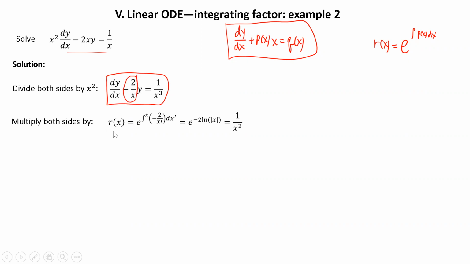So then R of x is the integral of this P of x, so the integral of minus 2 divided by x. Then you have this log function up here, but you have this exponential here, right? So you just end up getting 1 divided by x squared. You don't need to worry about the absolute sign anymore because you have the square.